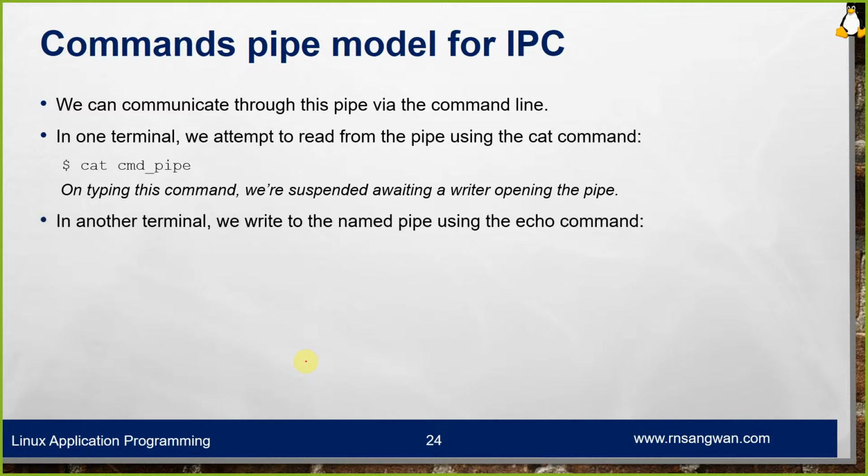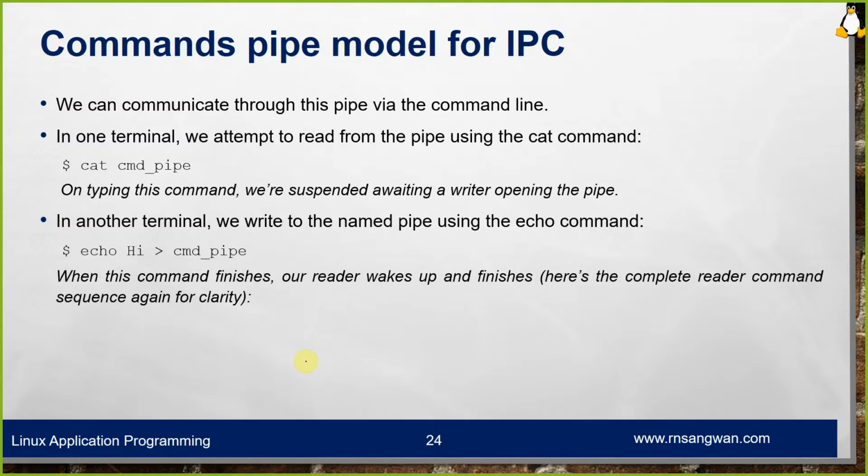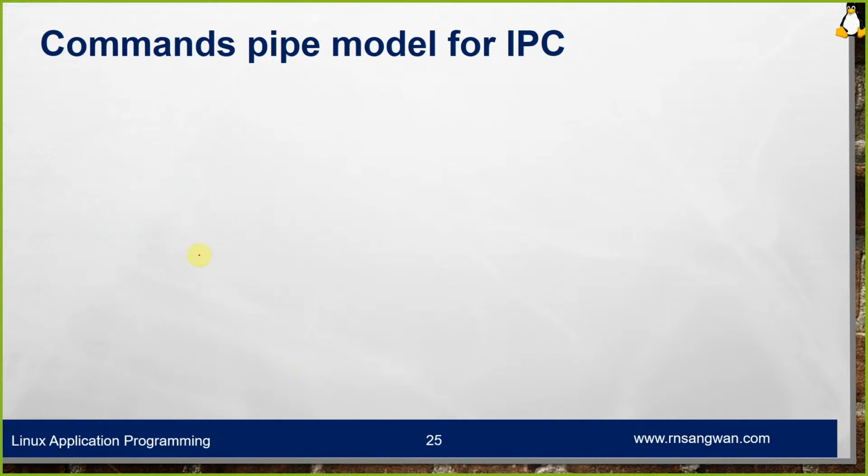In another terminal, we write to the named pipe using the echo command, like echo hi to cmd pipe. So we write to this file. We have two terminal windows open here. In one terminal window we are reading, and in the other terminal window we are writing. So the output will be something like this: cat cmd pipe, and hi is what we'll be getting on the first terminal window. That's what the complete example is.